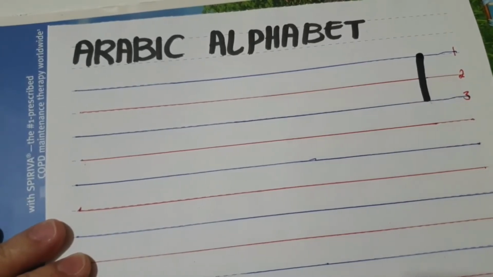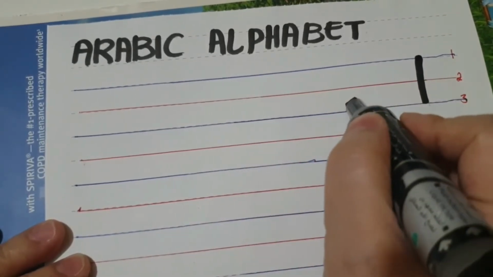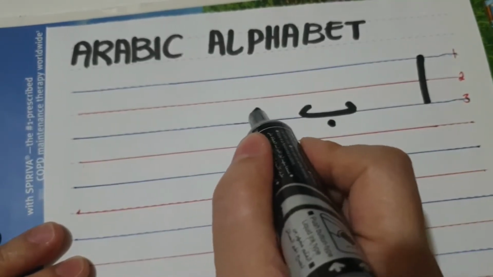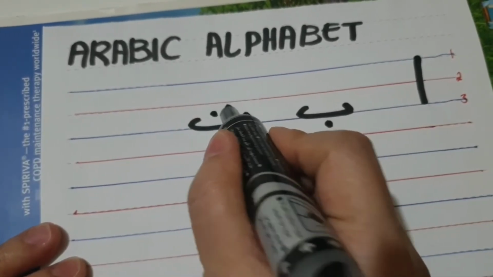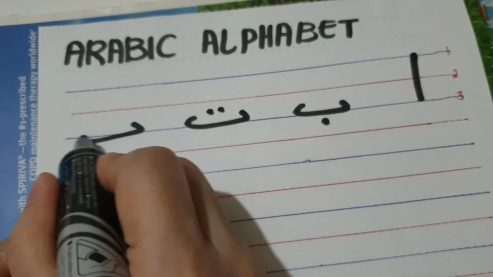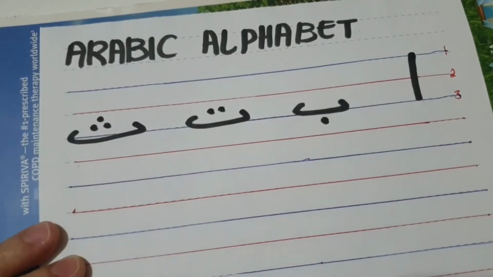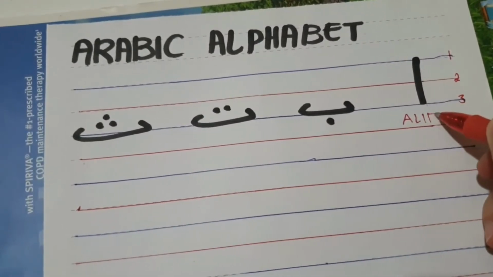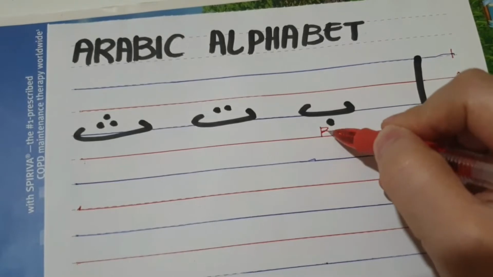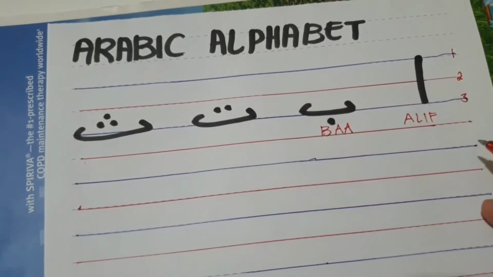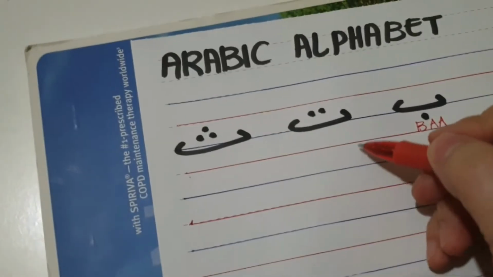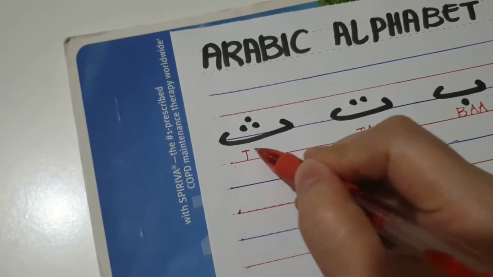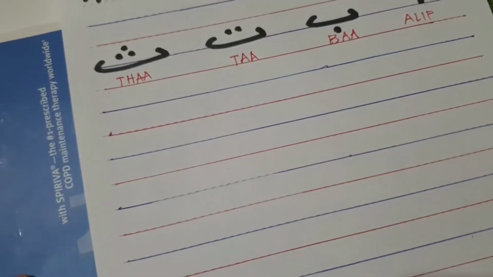The ba, it is between the second and the third line and one dot below. Also the ta, it's the same shape with the ba, but it has two dots on top, and the tha, it has three dots on top. Okay, let's write them. This is alif, ba, ta, tha.